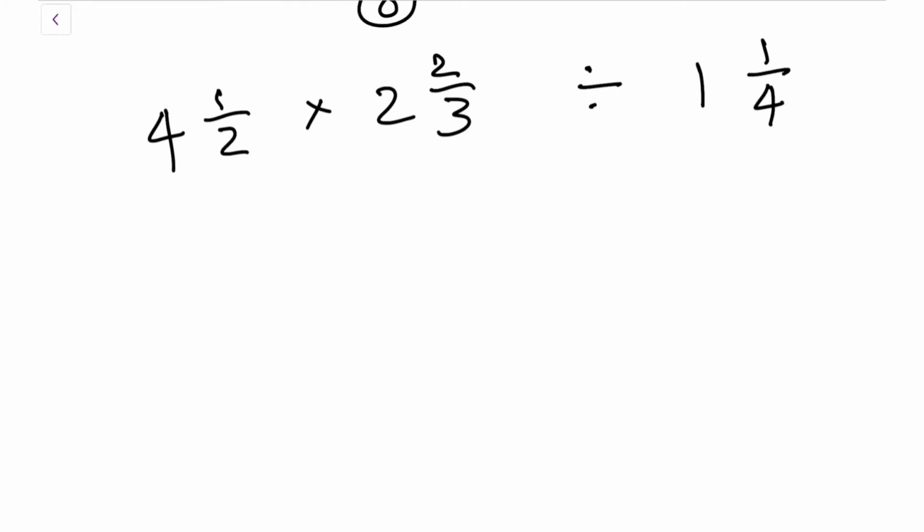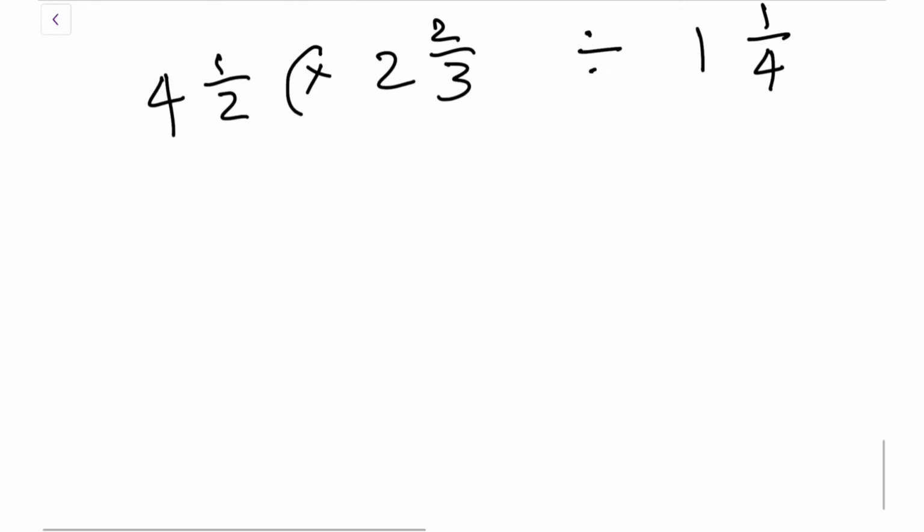Let's take another example of simplification. 4 1 by 2 into 2 2 by 3 divided by 1 1 by 4. As you can see, there is a combination of multiplication and division. So let's first change the mixed fraction into improper fraction.